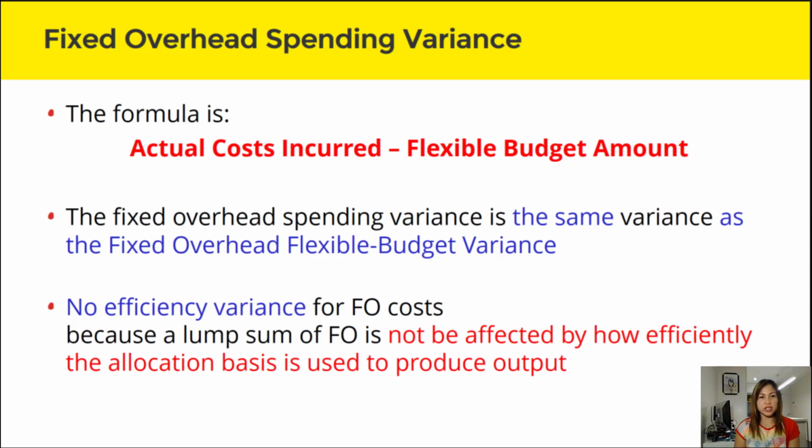Note that we don't have any efficiency variance for fixed overhead costs, because it is a lump sum. The total money that you spend for fixed overhead costs will not be affected by how efficiently you allocate this overhead cost to the production itself, okay?